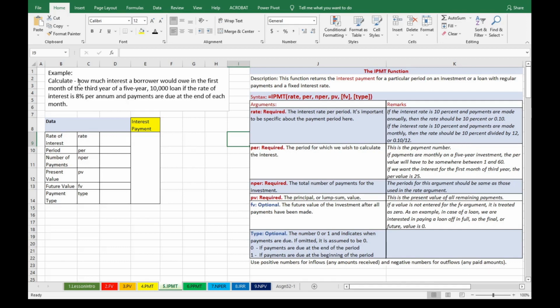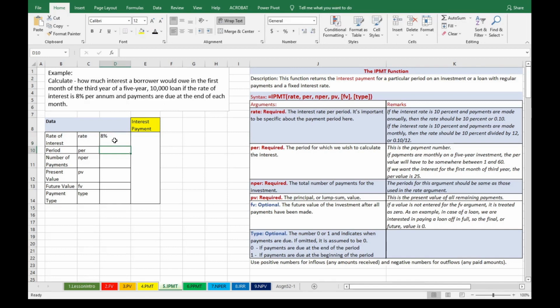Now we need to calculate how much interest a borrower would owe in the first month of the 3rd year. So we want to calculate in the first month of the 3rd year, for a 5-year 10,000 loan, if the rate of interest is 8% per annum and payments are due at the end of each month. So let's start putting the data here. The rate of interest is 8%.